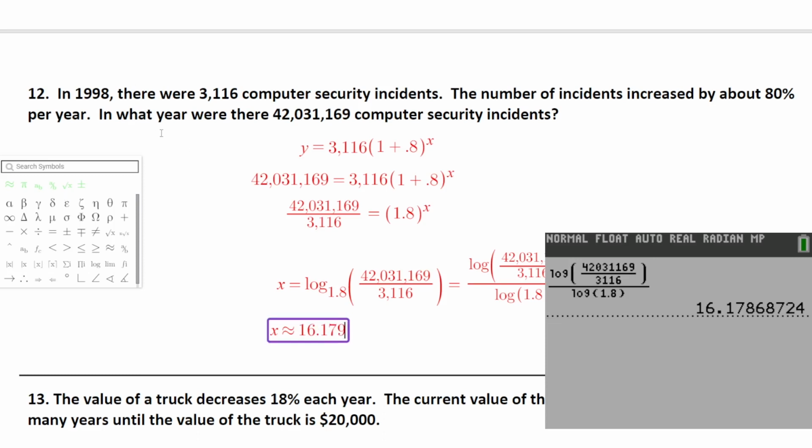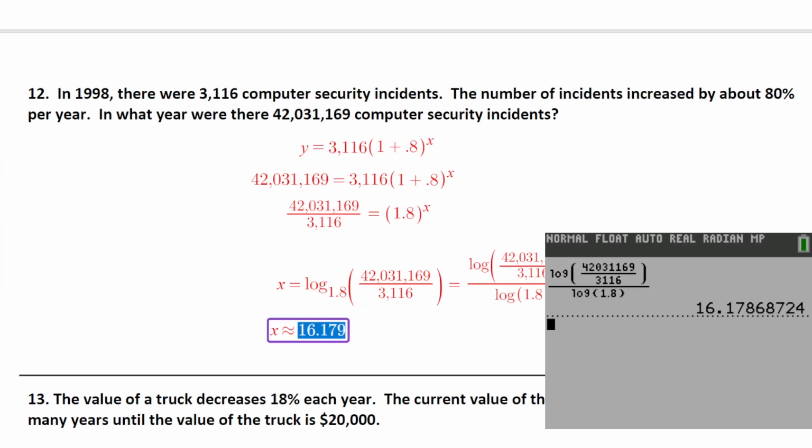So it says in what year? So what we need to do is, this is the number of years since 1998. So to get our answer, we're going to do 1998 plus that 16.179, and really, you know, the 0.179 just means we're about almost 2/10 into the year. What would that be, like February, March, something like that? So we don't really need to add an extra year here. We just need to add the 16.